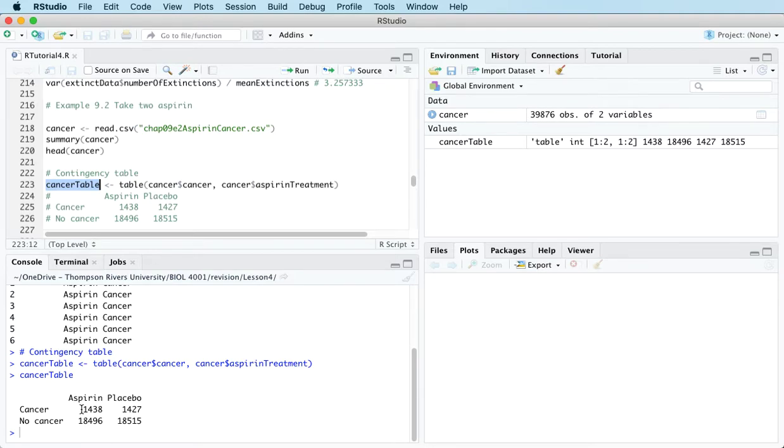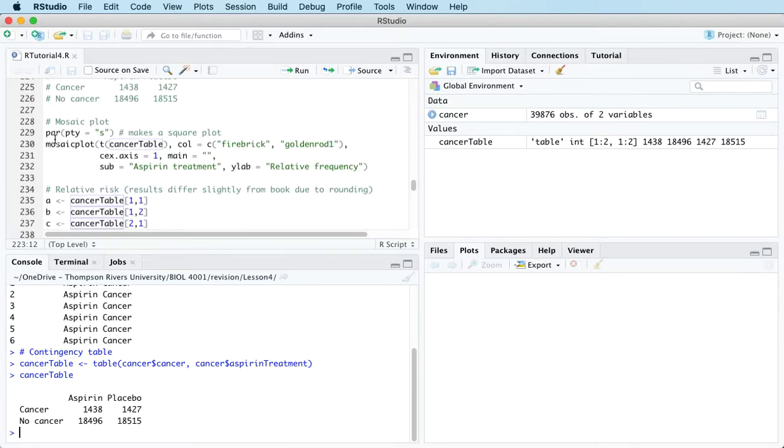So for example, of the women who received the aspirin, 1,438 did go on to develop invasive cancer in that time period, whereas 18,496 of those women did not. And of the women that received the placebo, 1,427 developed invasive cancer, whereas 18,515 of them did not.